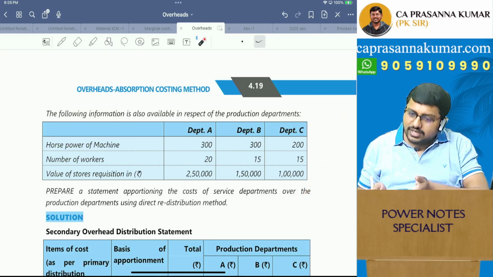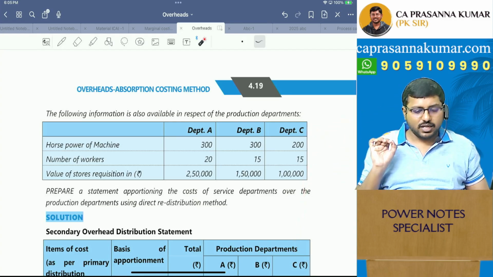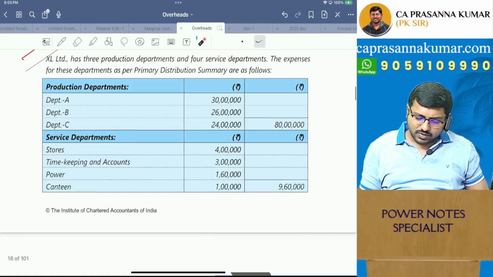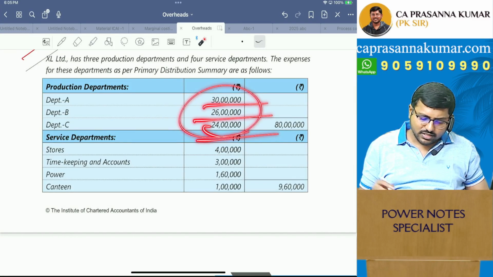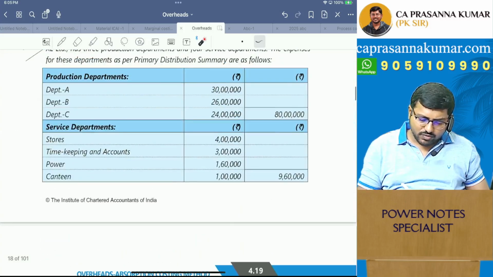In this question, anyway, it is not there, so we'll be ignoring. In some questions, if it will be there, still you have to ignore. Clear? Now, easy peasy. First, copy paste 30 lakhs, 26 lakhs, and 24 lakhs for all the 3 production departments. Copy pasted. Now we'll start with the first service department, stores.